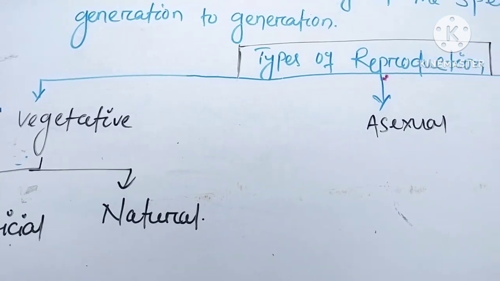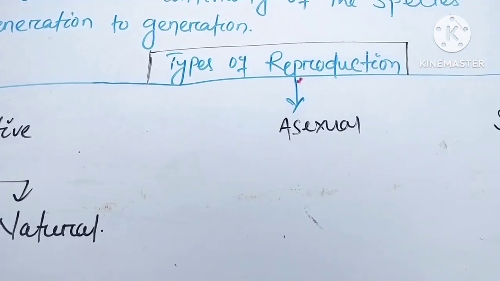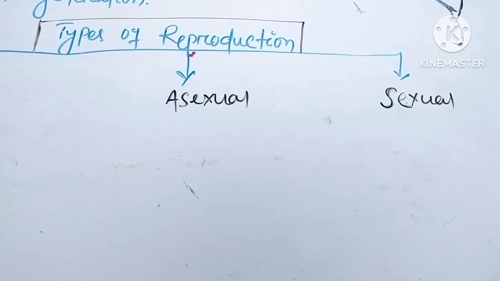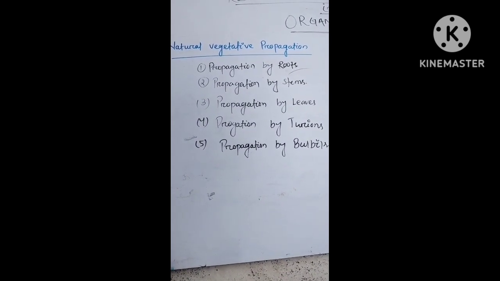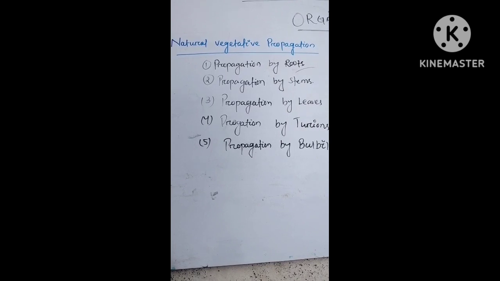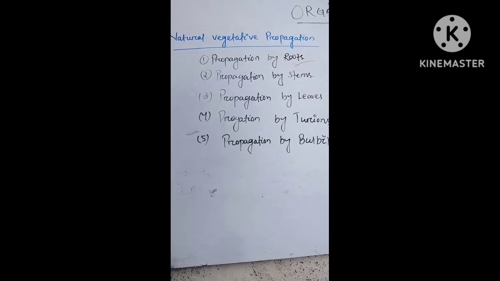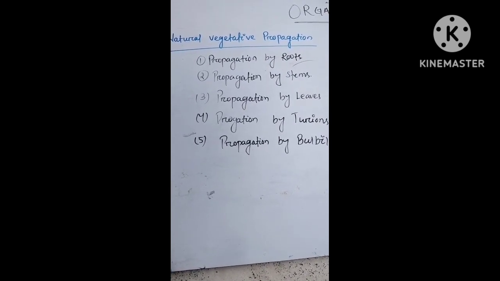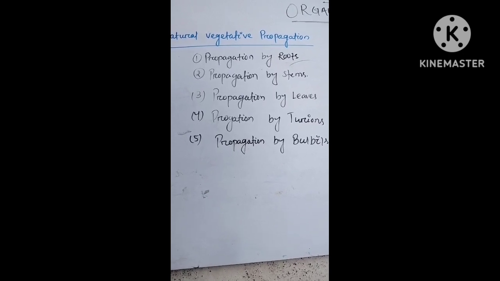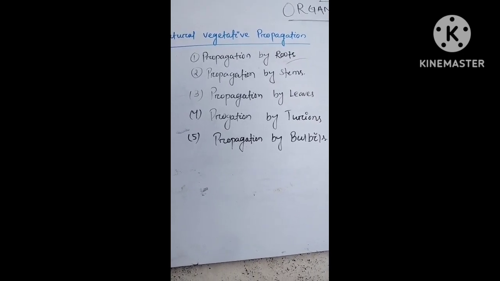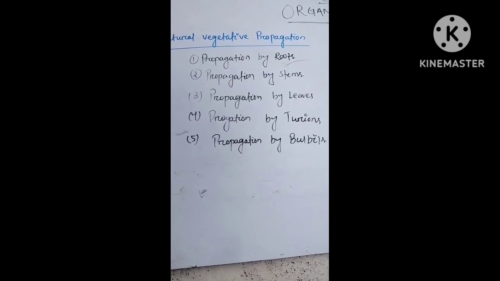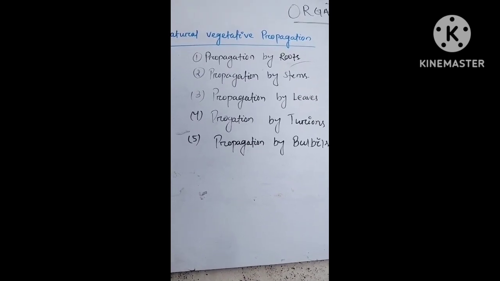Then let's come to the next, the asexual and the sexual method of reproduction. Let's start with the natural vegetative propagation method. As you know, the vegetative propagation method is specifically for plants, and this propagation can be developed from roots, propagation by stems, propagation by leaves, propagation by turion, and propagation by bulbil.